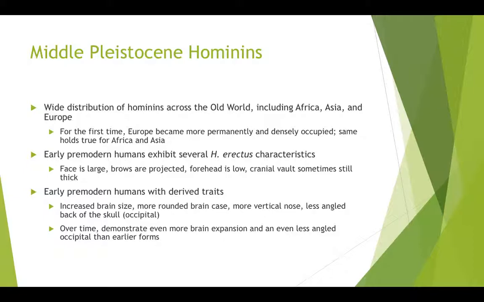We have a wide distribution of hominins across the Old World during the Middle Pleistocene. This includes populations in Africa, Asia, and Europe. This is one of the first, it really is the first time evolutionarily that Europe became permanently and densely occupied.